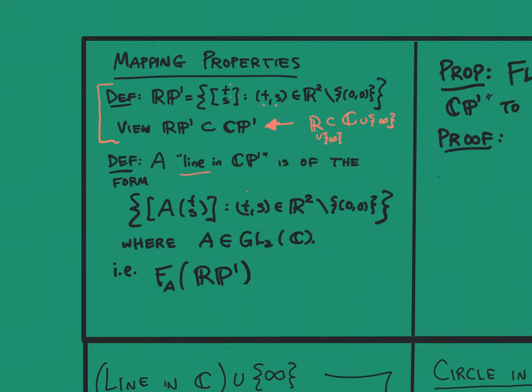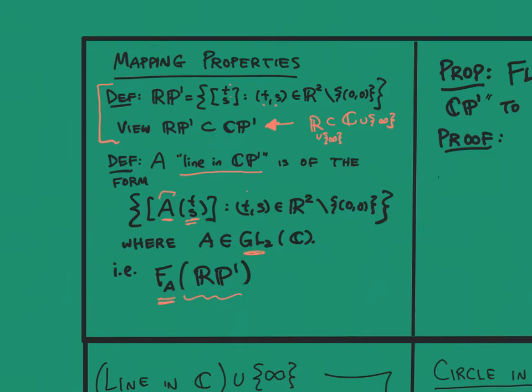Now, a line in CP1, I'll keep that in quotes, is just something of the following form. I fix a matrix A in GL2C, and I take A times elements of R2 except 0. This really amounts to taking the FLT F_A and getting the image of RP1. You can think of this as taking combinations of the columns of A, even though we don't exactly have a linear structure on CP1. But this is what we'll call a line in CP1.